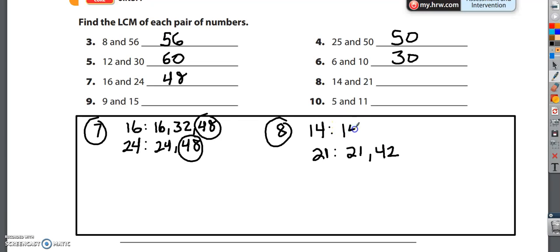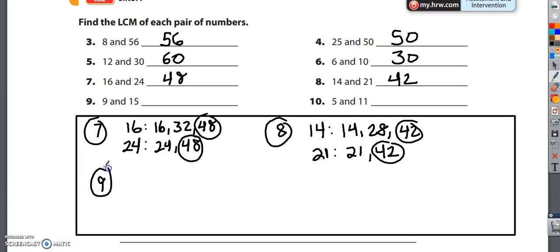14 times 1 is 14. 14 times 2 is 28. And if I'm not very good with my 14s, I would look on my multiplication chart and see that 14 goes into 42 3 times. So it's 42. 42 is a multiple of both 14 and 21. And it is the least common multiple.